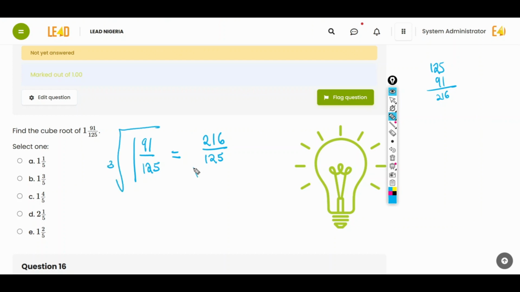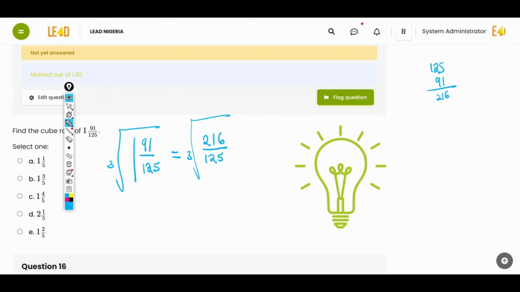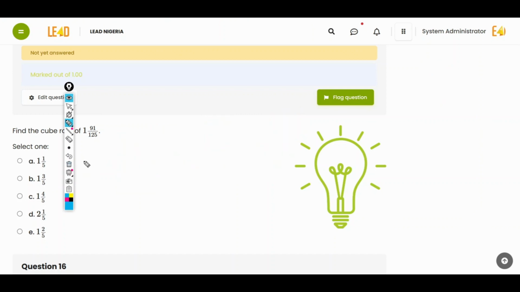We'll take the cube root of the top and then the cube root of the bottom. This will just be the cube root of 216 over the cube root of 125. Okay, so let me put that down nicely. The cube root of 216 over the cube root of 125. Okay, so let's begin.